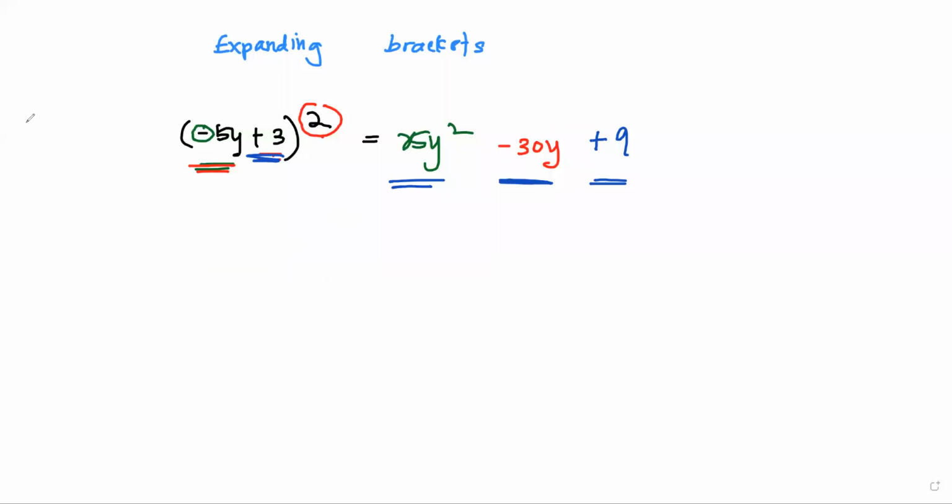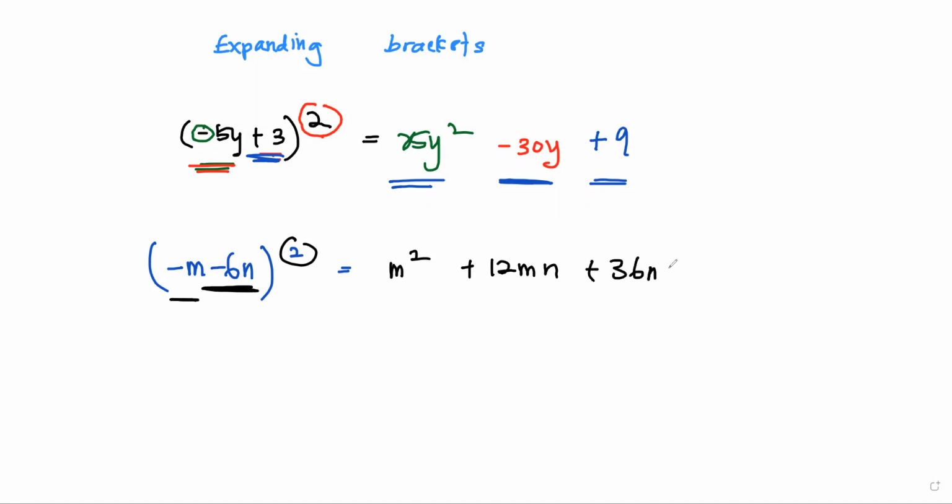So maybe I can use another example. Let's say negative m minus 6n, I square it. Okay, the step will be square this term, m squared, 2 times this one, negative 12n times the negative m, I will have positive 12mn. Then the last step, square this term, so I will have positive 36n squared. That's it.